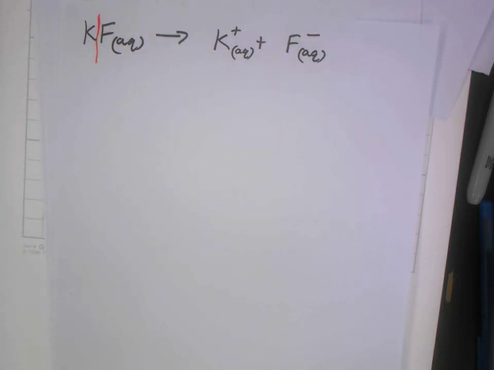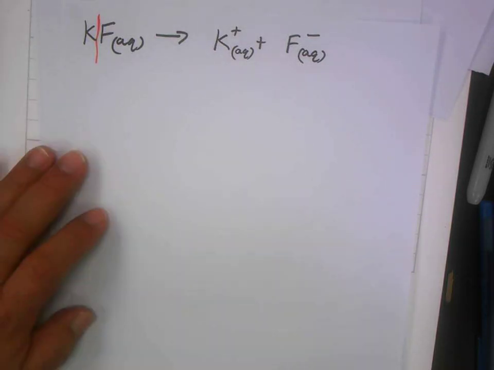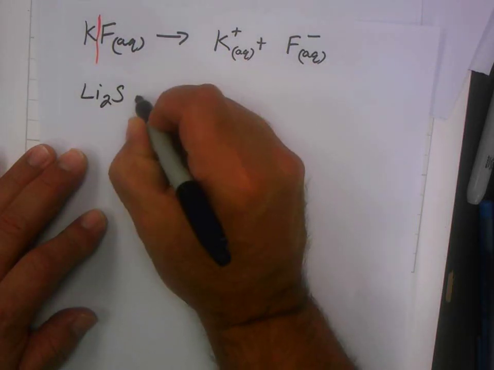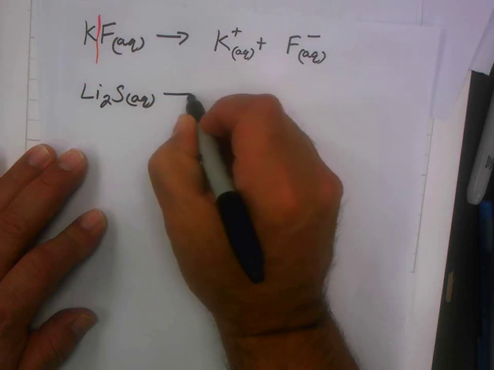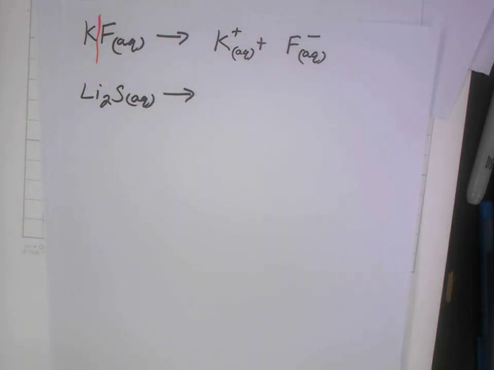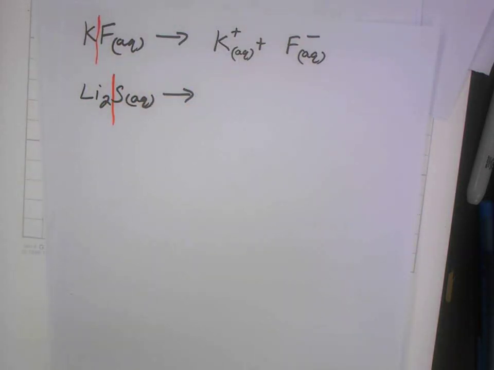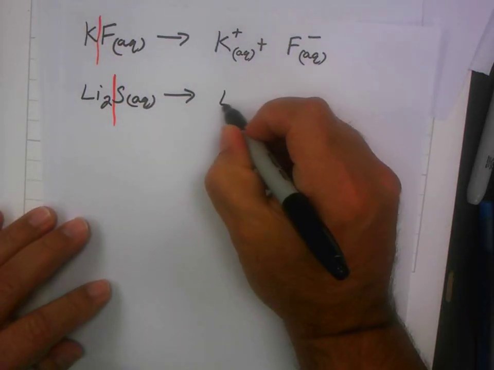All right, that's example number 1 of 8. Different things happen with different ones, so we've got 8 of them to go. Let's do the second one. Li2S aqueous. What does that look like? What does that break up into? Once again, how many elements? Just 2. Lithium and sulfur. So that's not too hard to break up, right? Just break it up into lithium and sulfur.